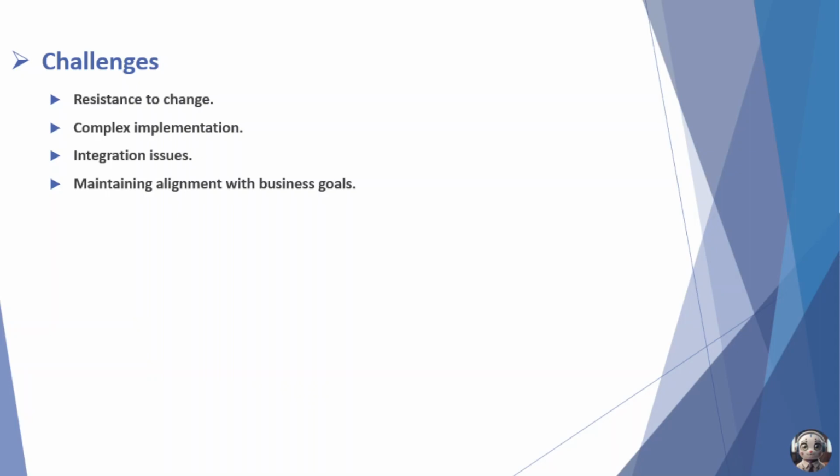Implementing a business process management solution comes with its share of challenges, including resistance to change, complexity of implementation, integration issues, and maintaining alignment with business goals. However, by addressing these challenges proactively and leveraging best practices in BPM implementation, organizations can overcome obstacles and unlock the full potential of BPM to drive efficiency, innovation, and business growth. Let's begin by discussing the first challenge: resistance to change.